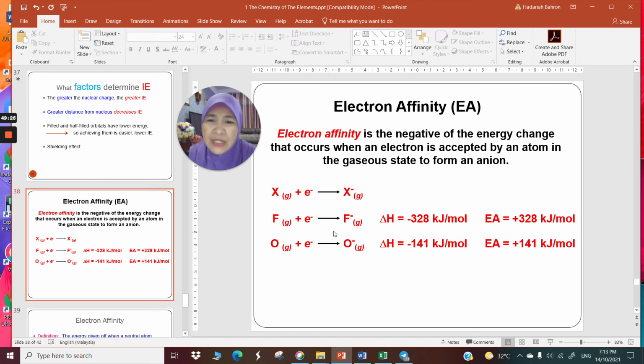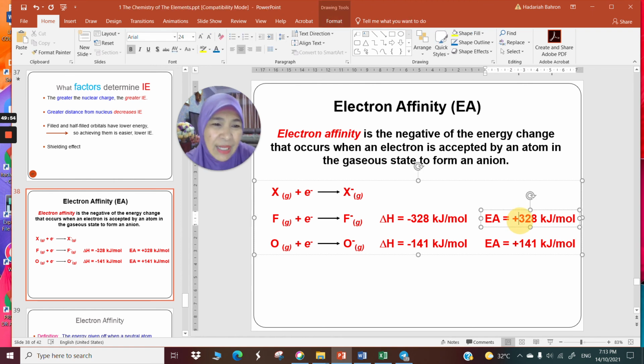To put one electron into that fluorine is actually a negative expenditure of energy. That means when you pull electrons out, you require energy. When you put electrons in, it will create energy. So energy released will be 328 kilojoule per mole. So the electron affinity is the reverse of that. Electron affinity is plus 328 kilojoule per mole.